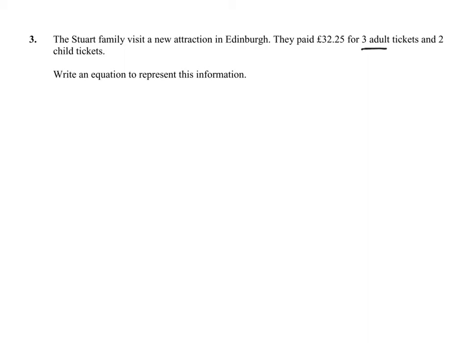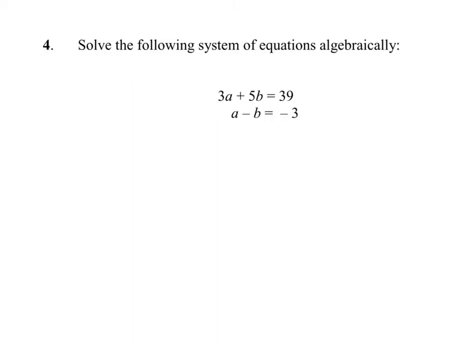We have 3 adults and 2 children, and it costs £32.25. Write an equation to represent this information. 3 adults plus 2 children equals 32.25. Nothing more is required. Solve the pair of equations.